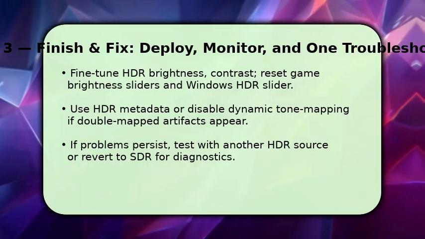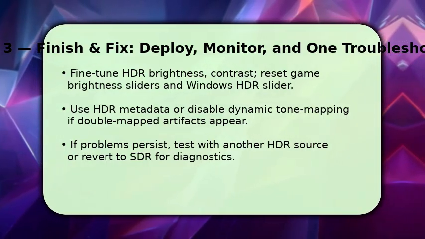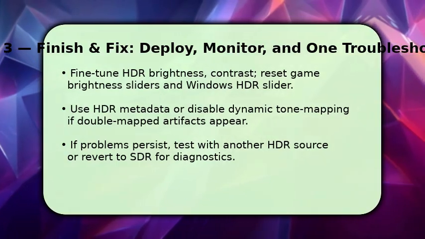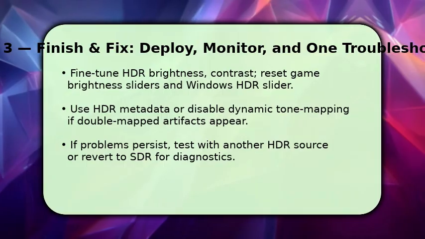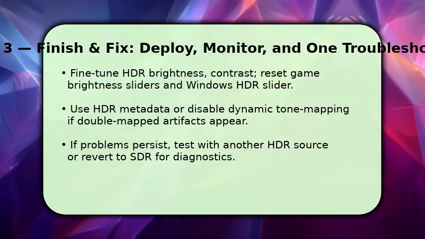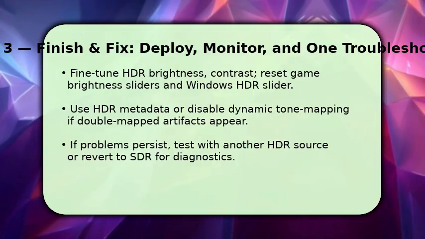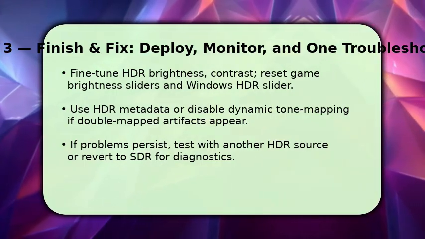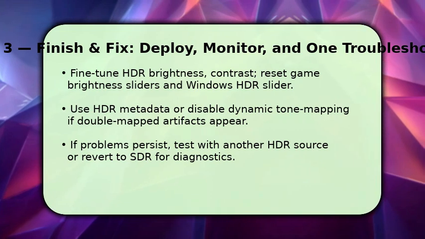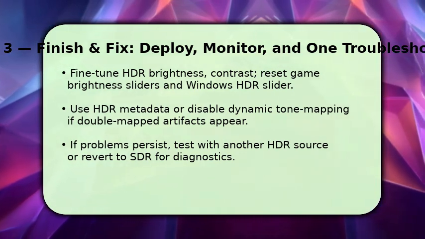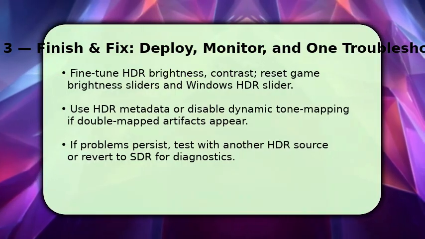If you see washed-out colors or clipped highlights, check for double tone mapping. Disable dynamic metadata or in-app HDR and test which pipeline gives the correct result. If things still look wrong, switch to a known HDR source or temporarily disable HDR to diagnose whether the monitor, GPU, or content causes the issue. This single test usually points to the culprit.